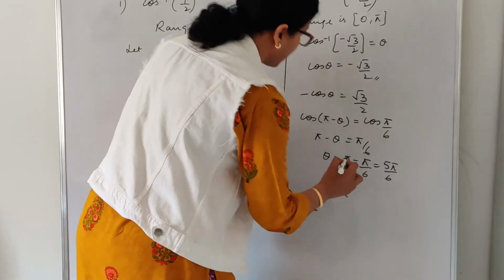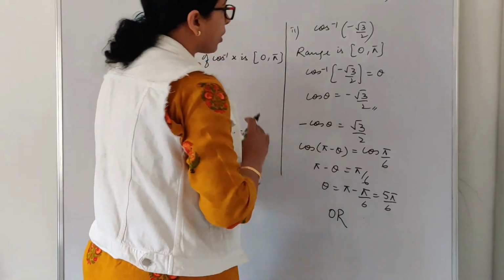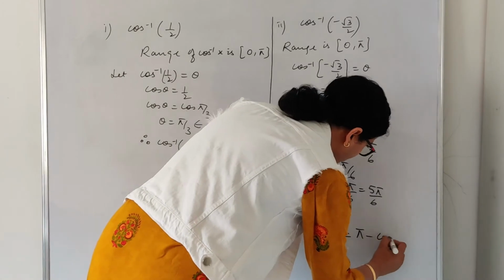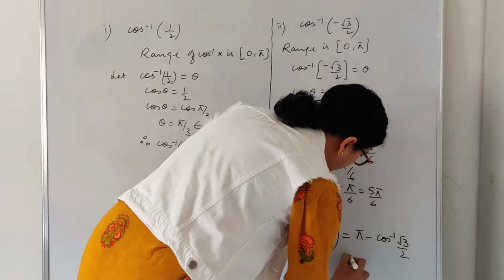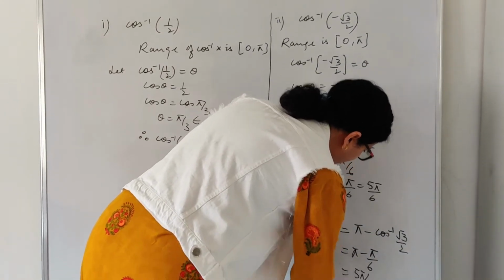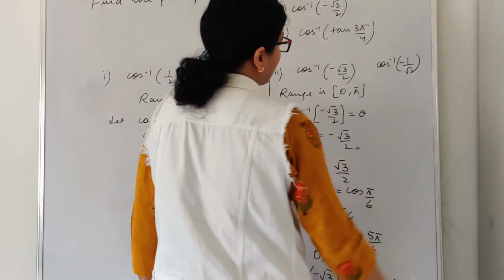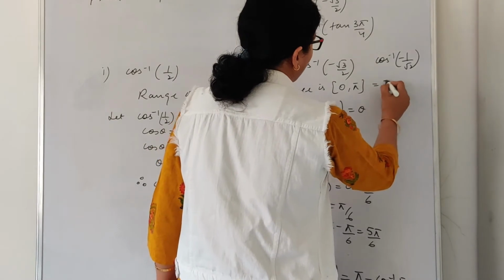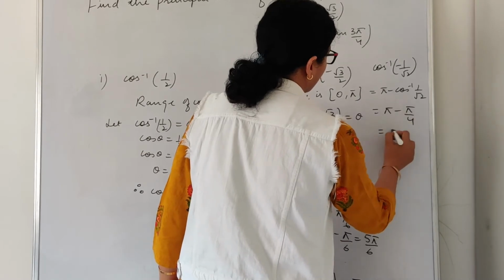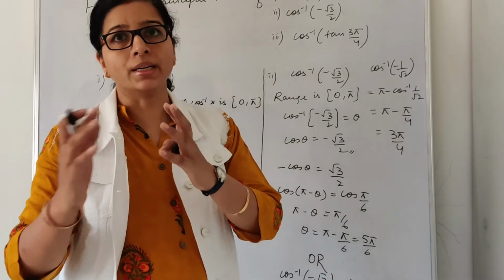If you have a negative value of cos inverse, it will always be pi minus cos inverse of the positive value, so pi minus cos inverse root 3 by 2, which is pi minus pi by 6, equal to 5 pi by 6. For example, if they give you cos inverse of minus 1 by root 2, directly what will be the answer? Pi minus cos inverse 1 by root 2, pi minus pi by 4, which is equal to 3 pi by 4. So whenever it is negative, it will always be pi minus cos inverse of that.